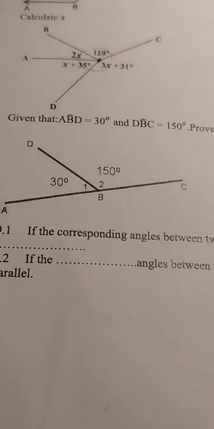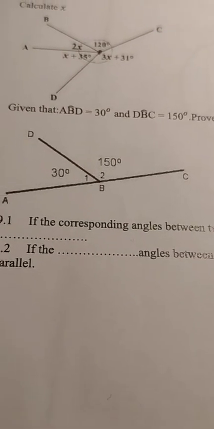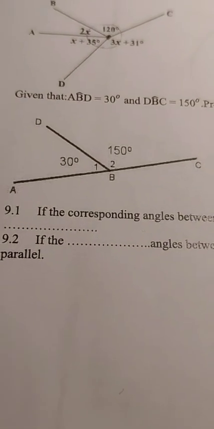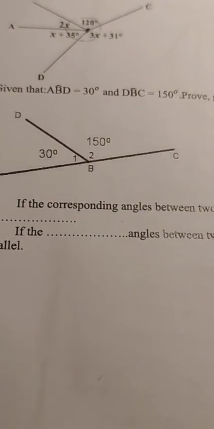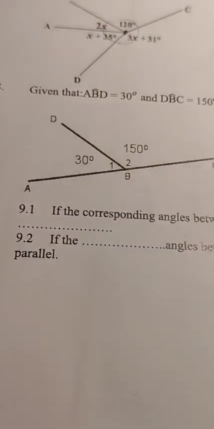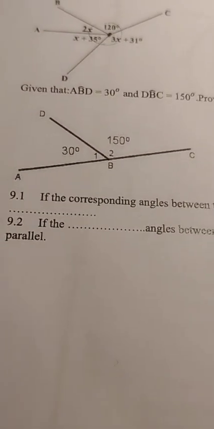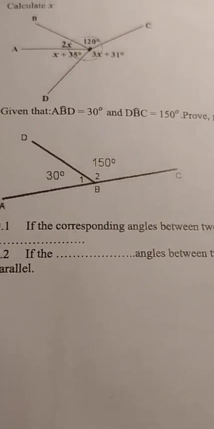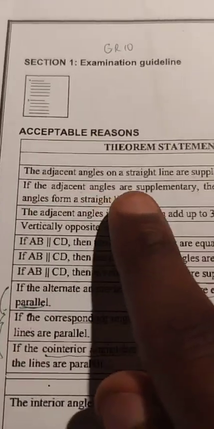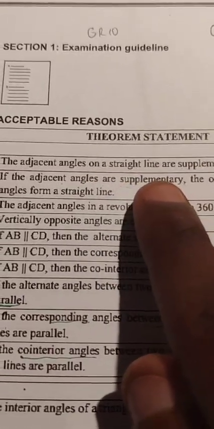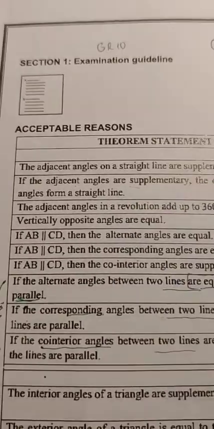I repeat, the word adjacent means next to each other. B1 and B2 are what we call adjacent angles. They are angles next to each other. So angle B1 and angle B2 are next to each other, guys, you see. It says if the adjacent angles are supplementary. What does the word supplementary mean? It means add up to 180.